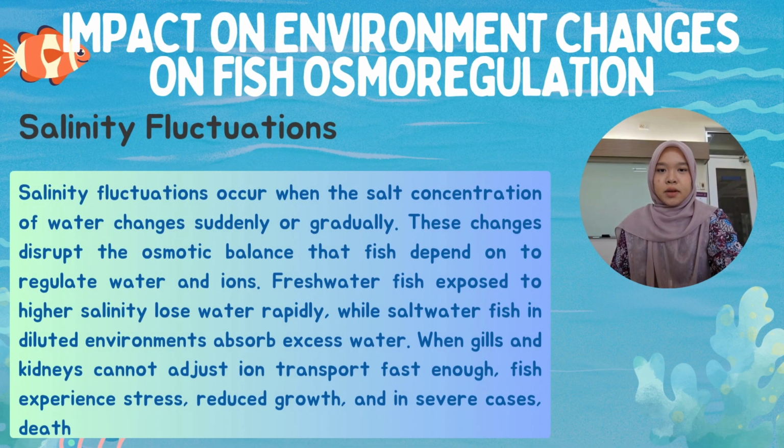Next, I will talk about the impact of environmental changes on fish osmoregulation. The first one is salinity fluctuations. Salinity fluctuations occur when the salt concentration of water changes suddenly or gradually. These changes disturb the osmotic balance that fish depend on to regulate water and ions. Freshwater fish exposed to higher salinity lose water rapidly, while saltwater fish in diluted environments absorb excess water. When gills and kidneys cannot adjust ion transport fast enough, fish experience stress, reduced growth, and in several cases, death.